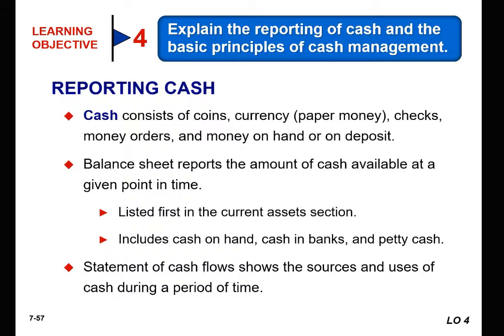Cash is reported in two different statements. There's the balance sheet, and then there's the statement of cash flows. Cash can consist of coins, currency, checks, money orders, and money on hand or on deposit in a bank or a similar depository. The balance sheet is going to show the amount of cash available at a given point in time. The statement of cash flows, though, is going to show the sources and uses of cash during a period of time.